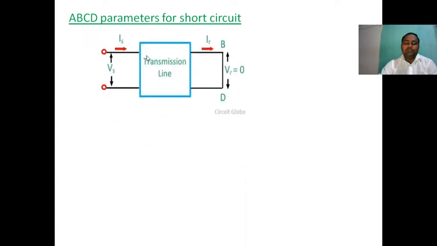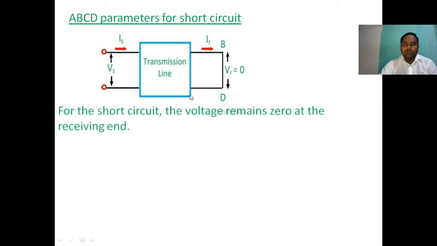ABCD parameters for short circuit. Please observe carefully. Short circuit means the output terminal VR is equal to 0. For the short circuit, the voltage remains 0 at the receiving end.